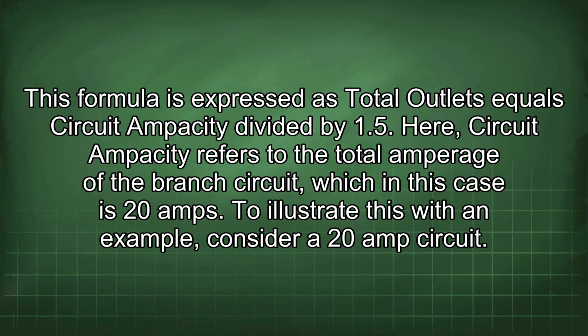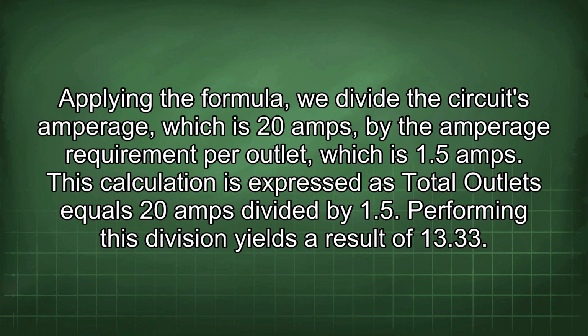To illustrate this with an example, consider a 20-amp circuit. Applying the formula, we divide the circuit's amperage, which is 20 amps, by the amperage requirement per outlet, which is 1.5 amps. This calculation is expressed as total outlets equals 20 amps divided by 1.5. Performing this division yields a result of 13.33.